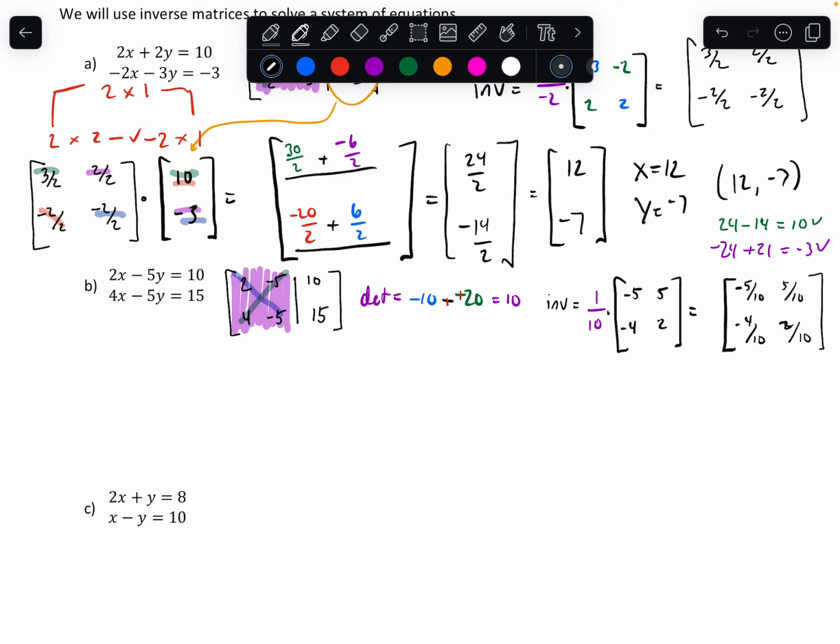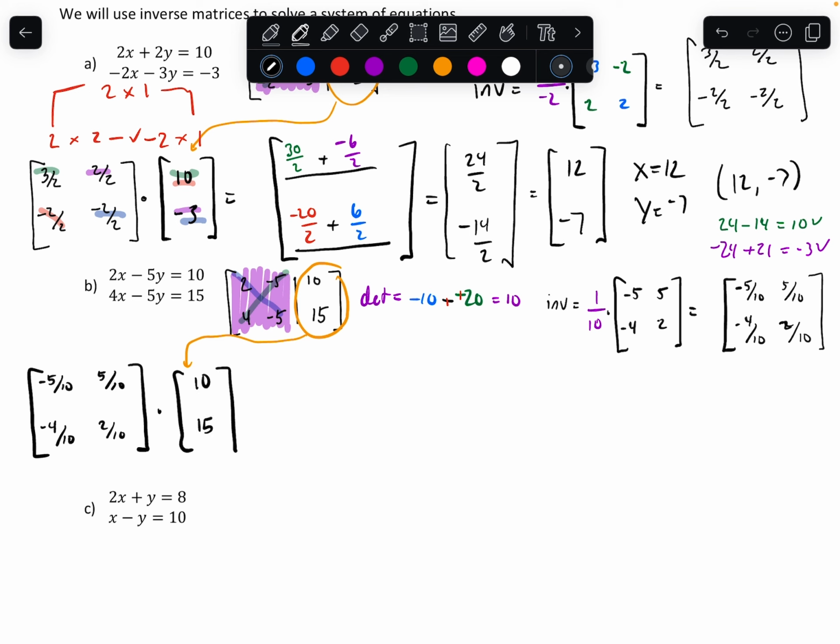I'll bring my inverse over here. Negative 5 tenths, negative 4 tenths, 5 tenths, 2 tenths, times my answer matrix again, which I call that. So I'm going to go here. 10, 15. And then so I'm going to multiply those. And more space than we think you need.